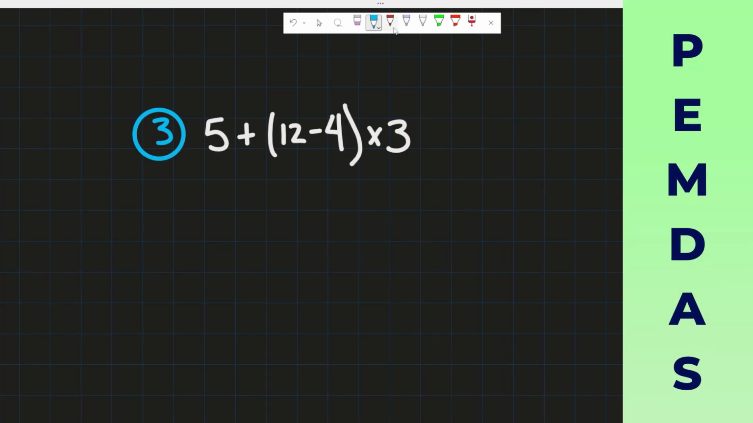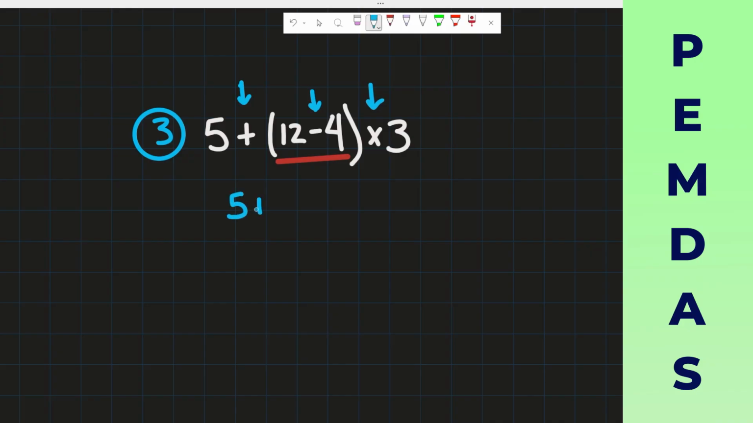Here we do have parentheses. And if we count, we have 1, 2, and 3 operations. We should be solving 3 different things in order to get our answer. So again, we have parentheses first. So even though this is subtraction and we have a multiplication, we're going to do the parentheses first. So 12 minus 4 is 8.